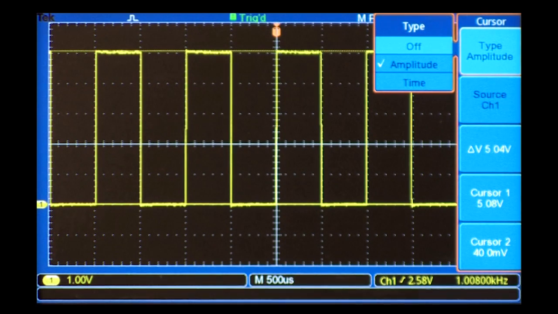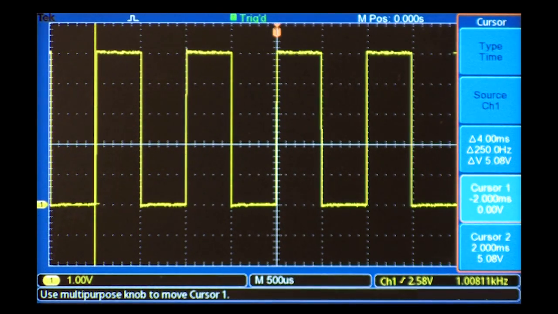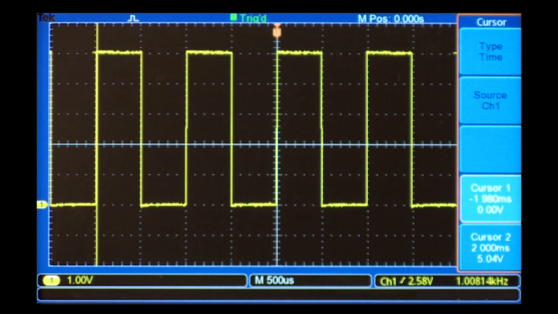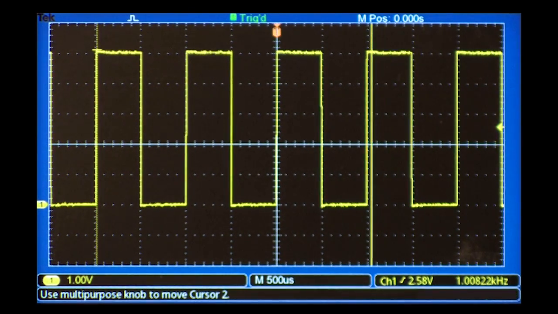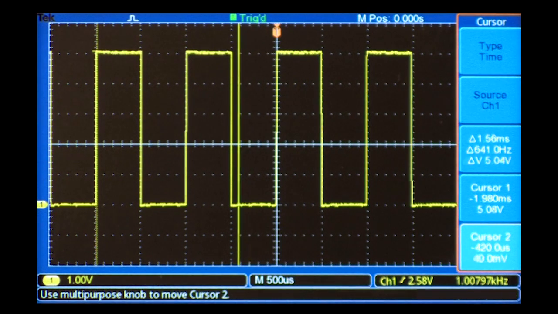The process for taking time measurements is similar. When I switch to time mode, the cursors switch to a vertical orientation. I'll position the first cursor on the first rising edge of the signal. Next, I'll position the second cursor on the second rising edge to encompass 1 period of the signal.